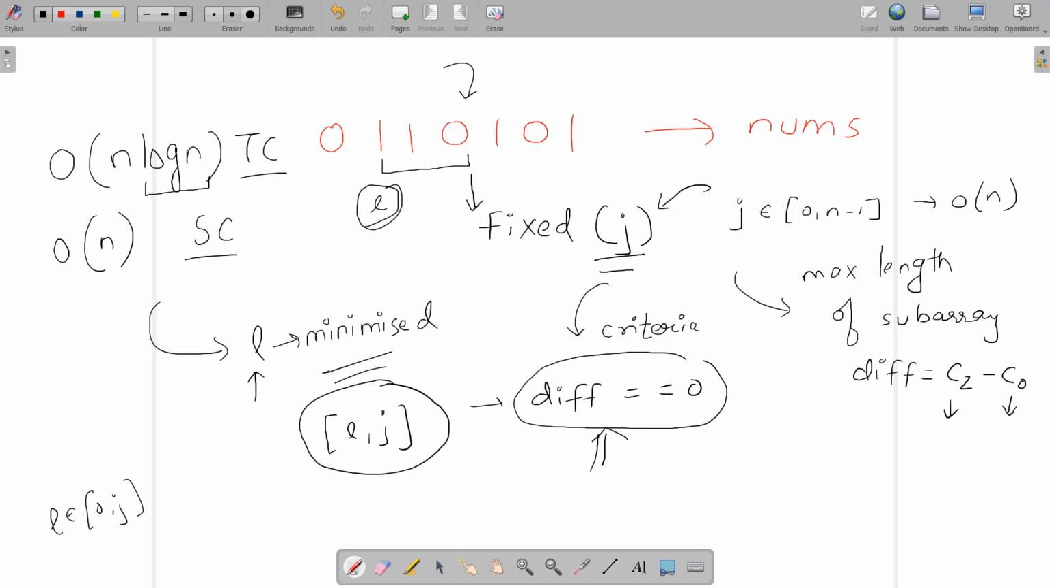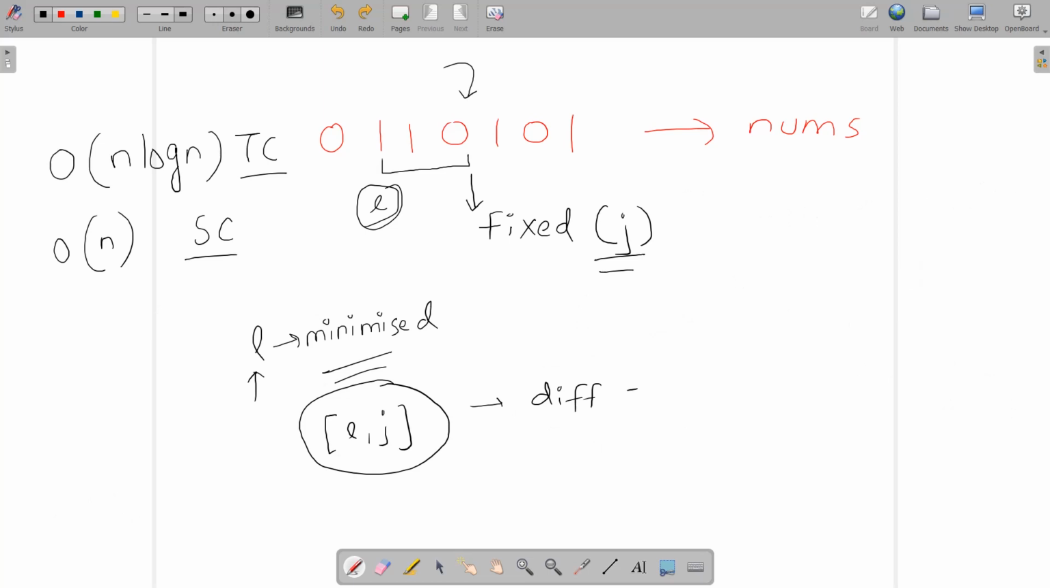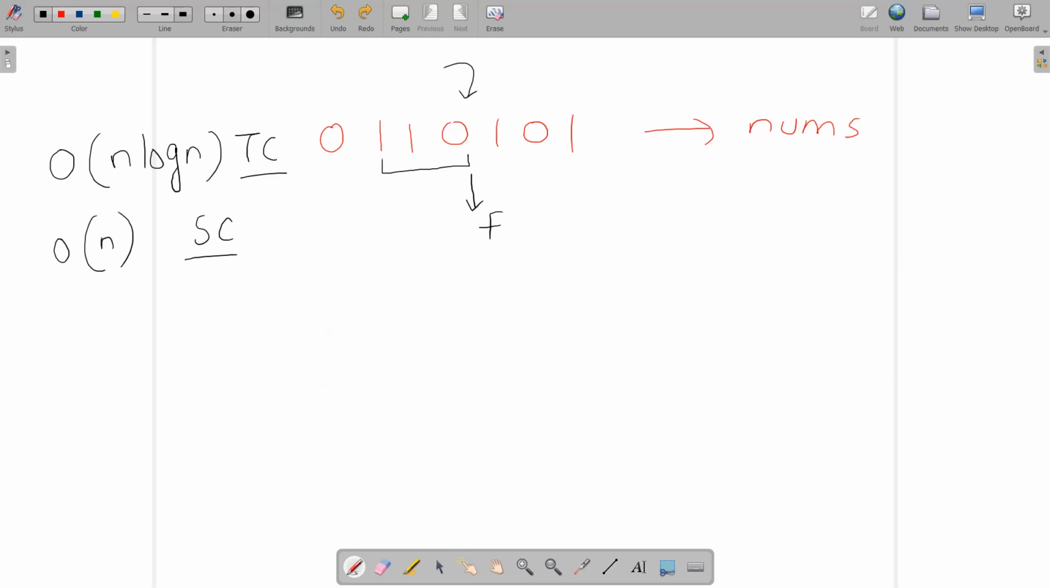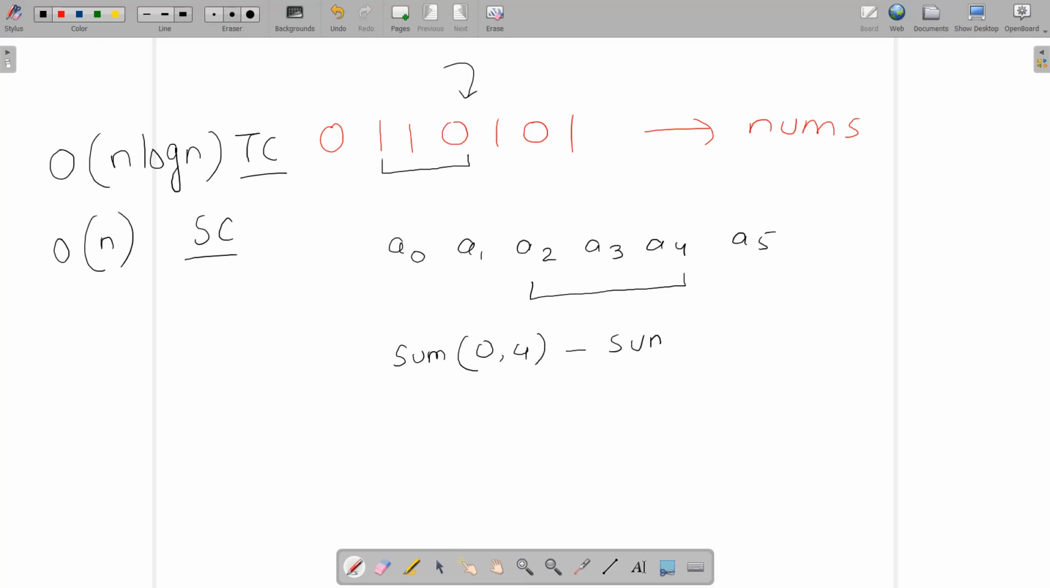So what is the trick to find that? As I've already said in the beginning of this video, we need to consider the prefix sum. Okay, so let me just erase all of those. So consider the case of prefix sum. Let's say the array elements are a0, a1, a2, a3, a4, a5, and you are going to consider only this subarray. So you can find the sum of this subarray always by considering the sum from 0 to 4 minus the sum from 0 to 1, right? You can always find out this sum.